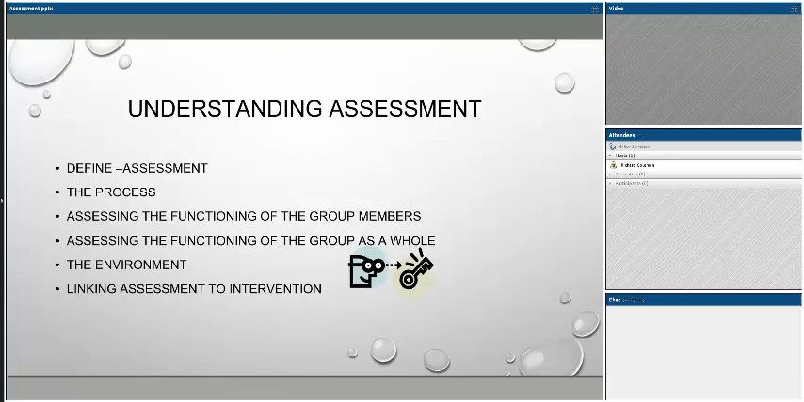So today we're going to spend some time talking about and defining the assessment. We're going to also talk about the process. We're going to look at assessing the functioning of group members as well as the entire group, the environment, and then linking the assessment to the intervention.